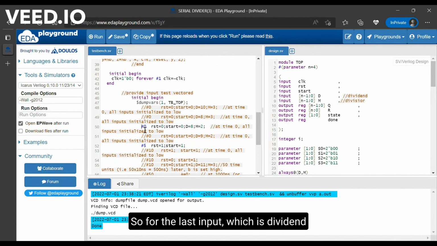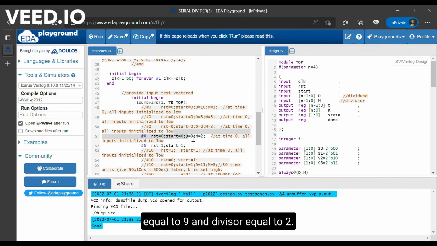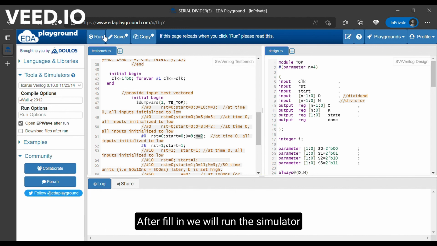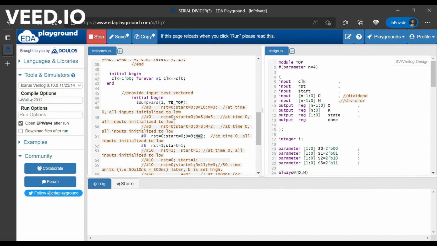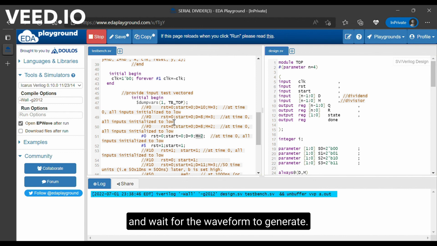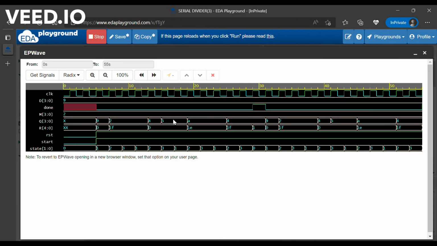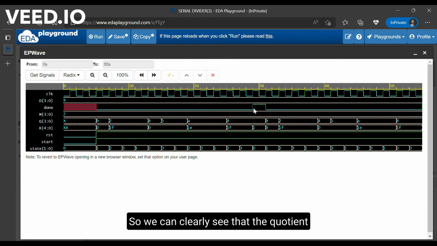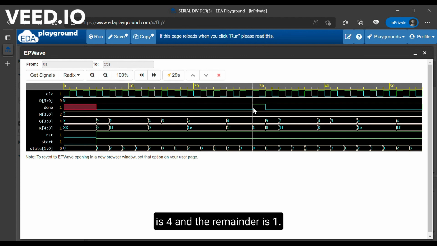For the last input, the dividend is equal to 9 and the divisor is equal to 2. After filling in, we will run the simulator and wait for the waveform to generate. We can clearly see that the quotient is 4 and the remainder is 1.